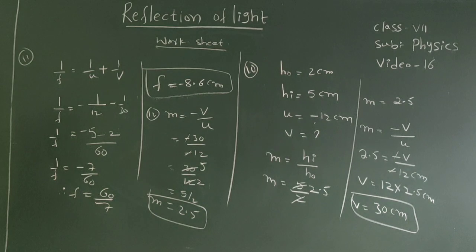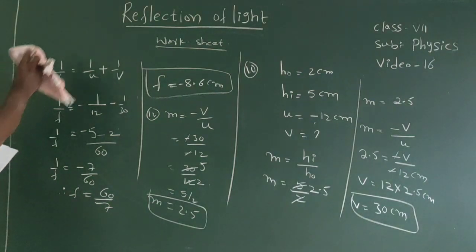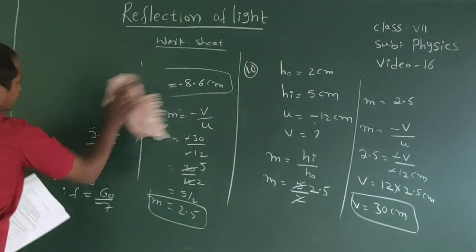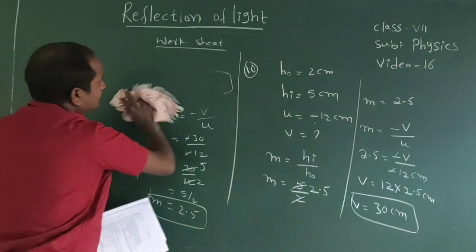Next one, 13th one. A convex mirror is used to form an image of a real object. Identify the wrong statement. The image lies between the pole and focus. It is wrong. The image is real. So option D is the correct one. For 13th one, option is D. The image is real.